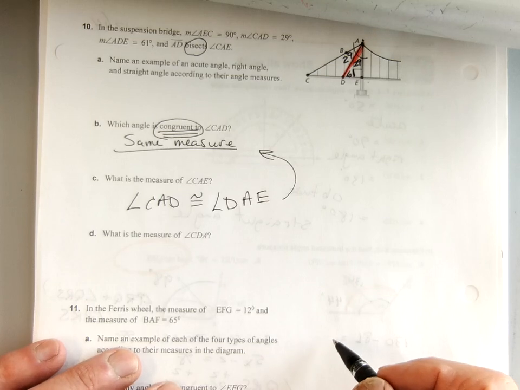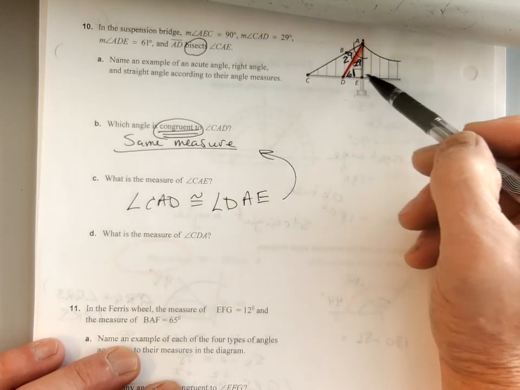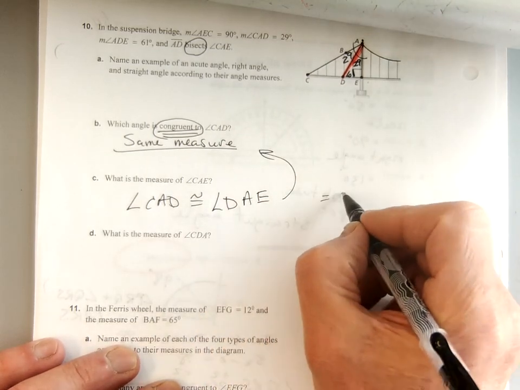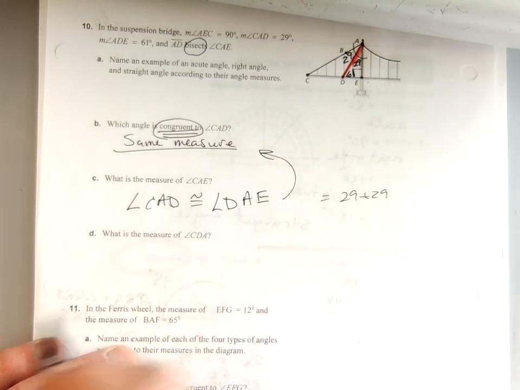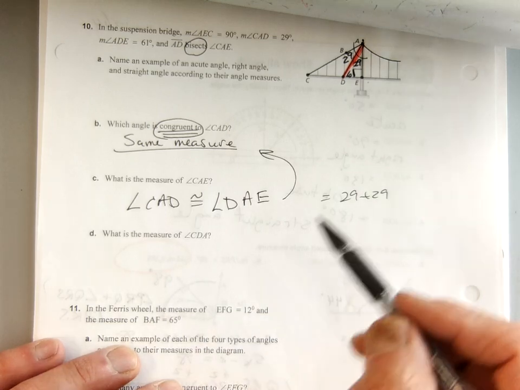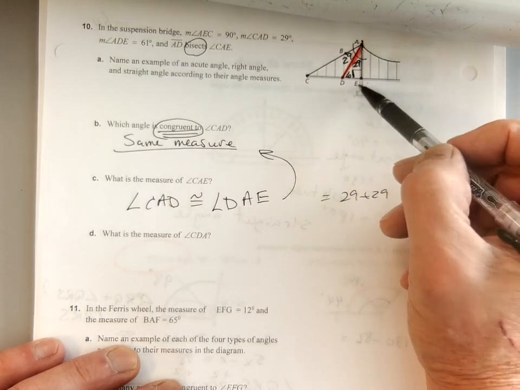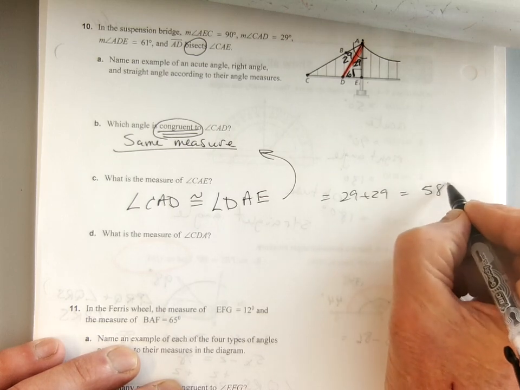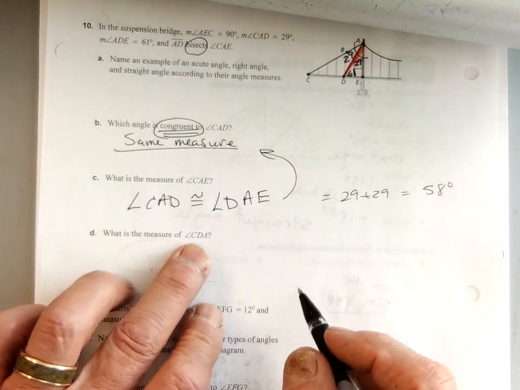What is the measure of CAE? We already found that out. CAE is 29 plus 29, which is going to be 58, right? What's the measure of CDA?